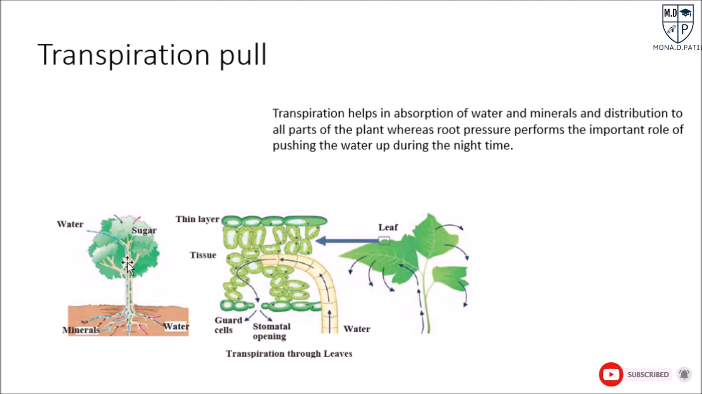So here in the next diagram you can see minerals and water are absorbed by the root, and with the help of xylem and phloem they reach each and every part of the plant. So transpiration helps in absorption of water and minerals and distribution to all parts of the plant, whereas root pressure performs the important role of pushing the water up during the night time.